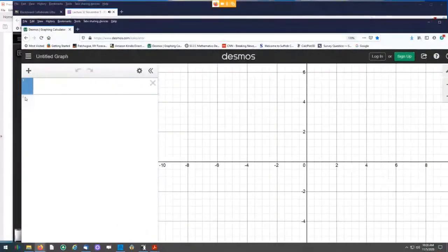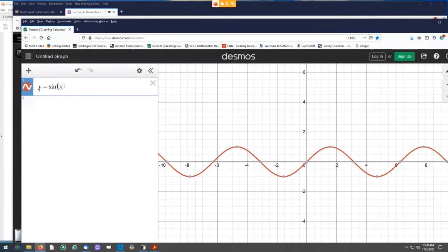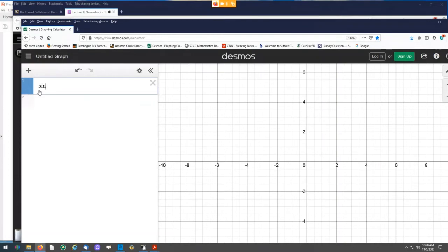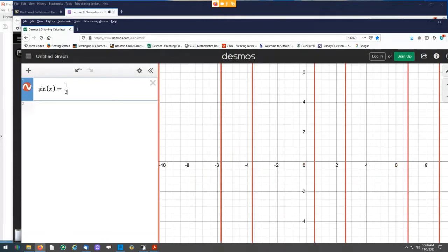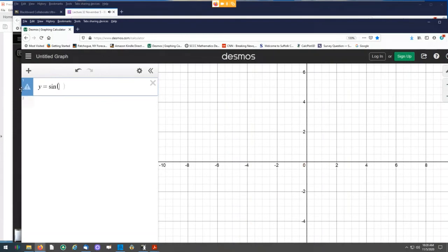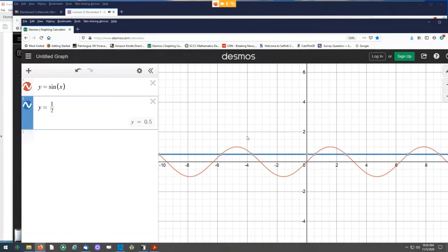Let's take a look at the first one I put over there. I had y equal to the sine of x equal to 1/2. I don't know if it's really going to give us much. It's just giving me these values. Rather than doing that, let's show it graphically. Y equal to the sine of x, and then y equal to 1/2. Where these two graphs cross, that's where my solutions are.